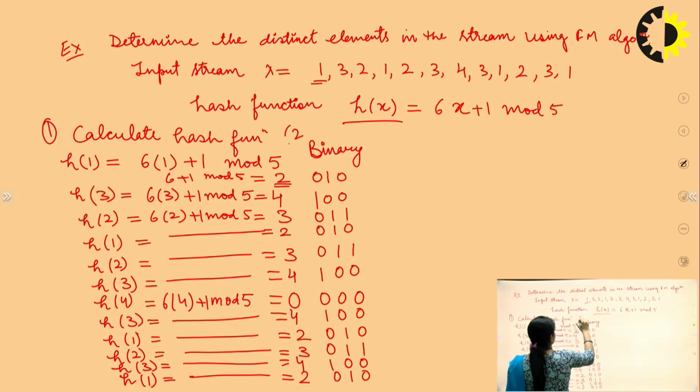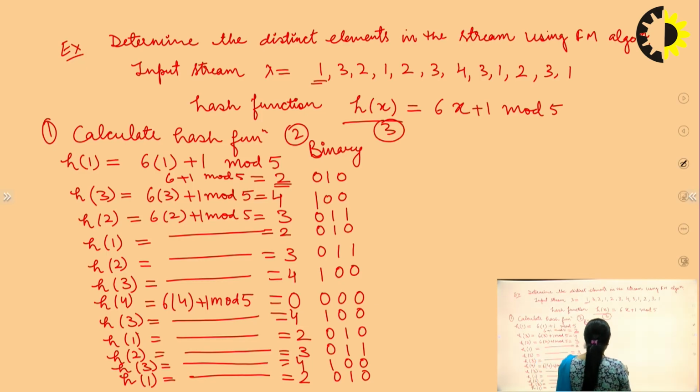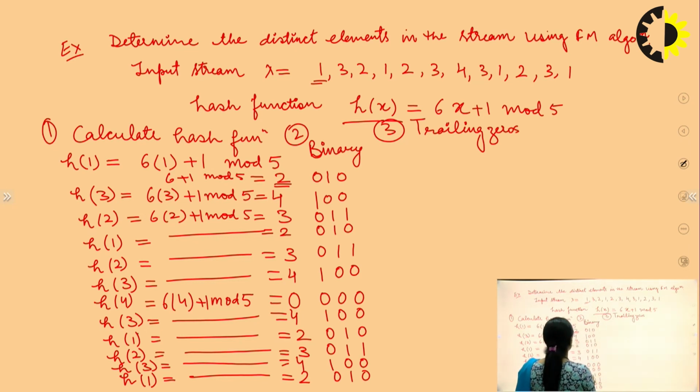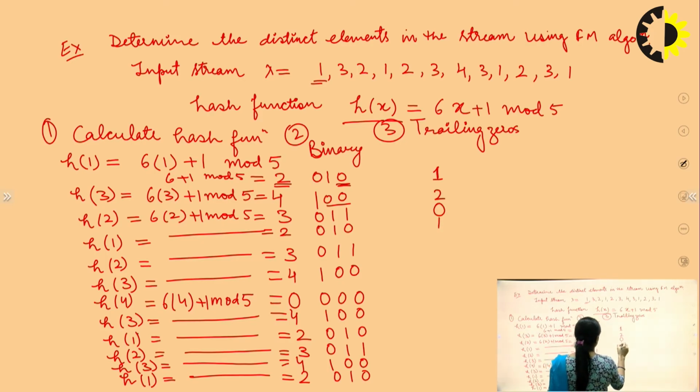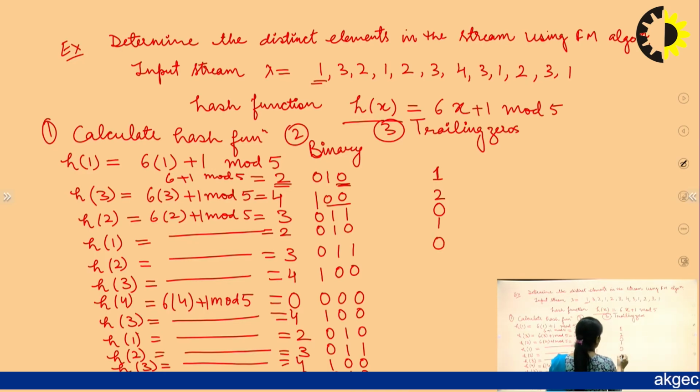Step number 2: we need to find the binary equivalent for the calculated hash values. Now, according to the algorithm, what is the third step? The third step says find the trailing zeros, right? How many trailing zeros are there? Yes, that is only 1. Here we see that is 2. Here 0. Here we have 1. Again 0. Here we have 2.